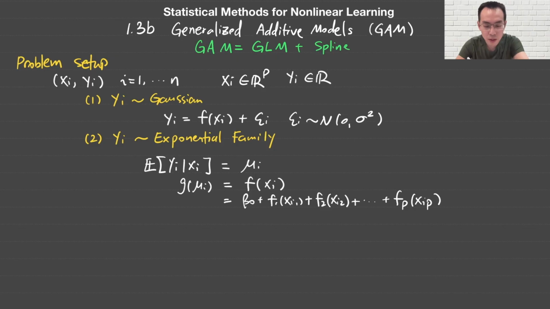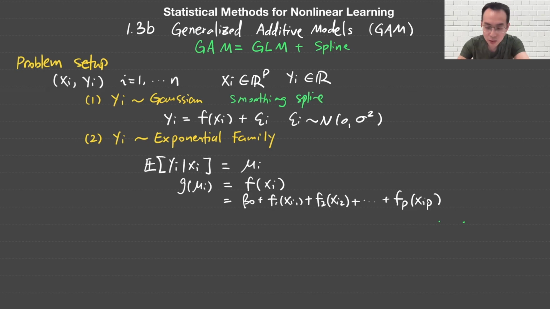Okay, so here is a problem setup. Suppose we are given paired data points xi and yi, where i goes from 1 to n. There are n data points. The xi are the predictors that live in some p-dimensional space, and yi are the responses, scalars. So for the first problem, we would like to consider the yi to be Gaussian distributed. This has the same setup as the smoothing spline.